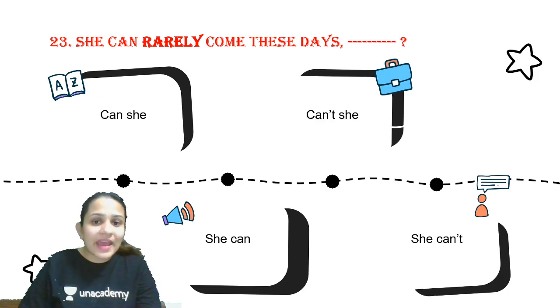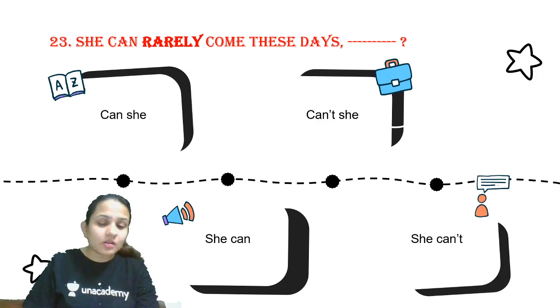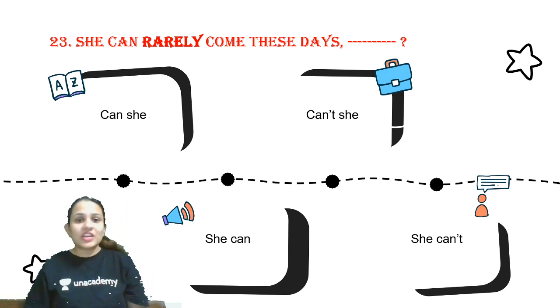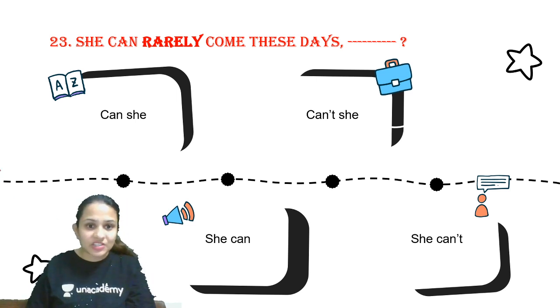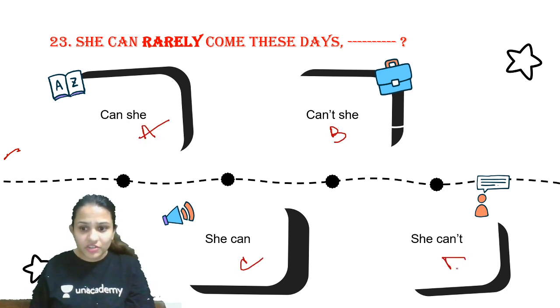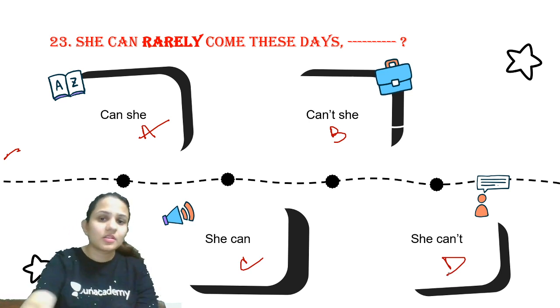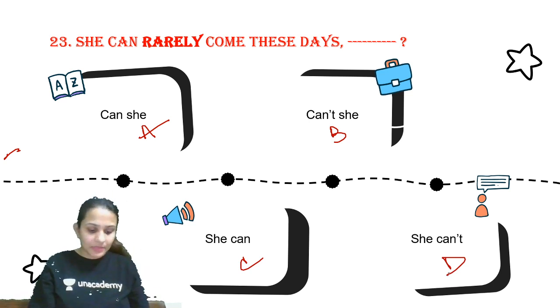She can rarely come these days. This is a question of question tag. She can rarely come these days. Can she? Can't she? She can. She can't.